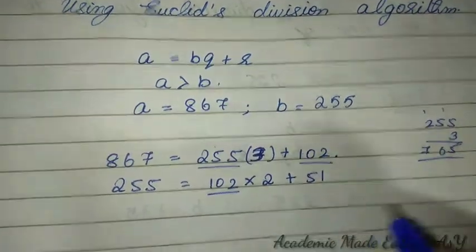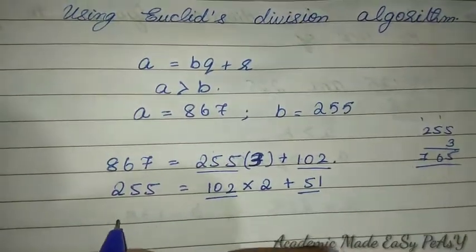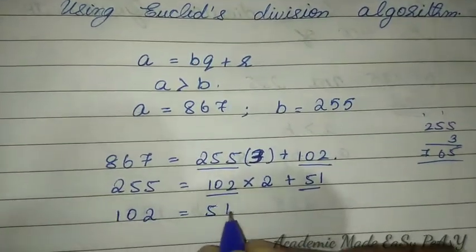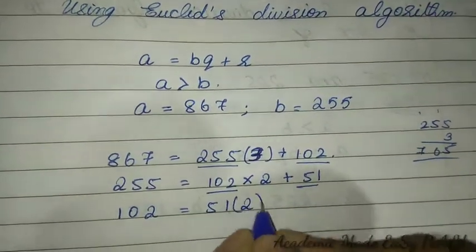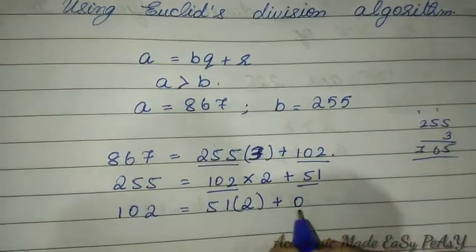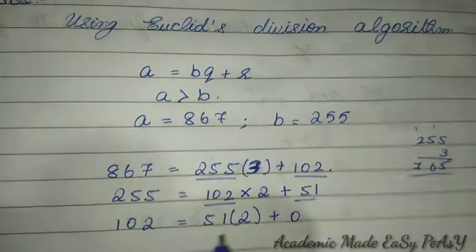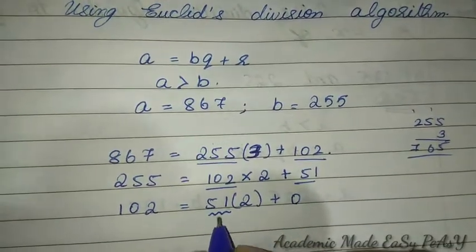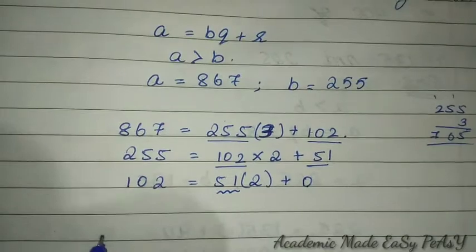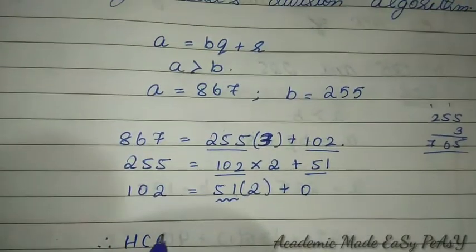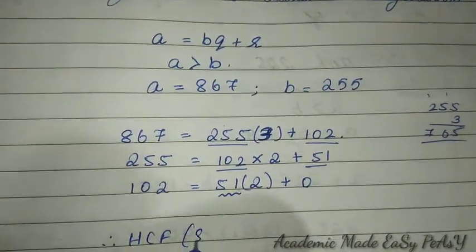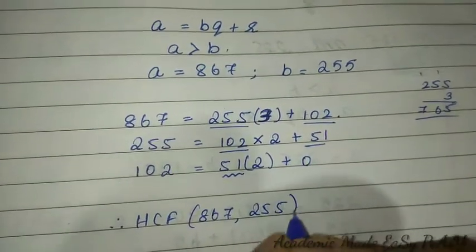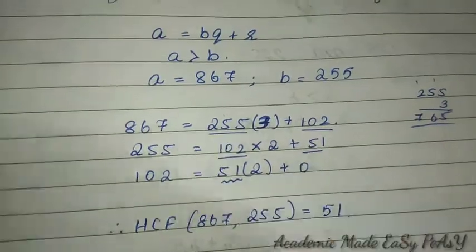So this one will become my A and this one is B. 102 is equal to 51. So 51, if I multiply by 2, I will have 0 remainder, which gives me 102. So therefore this remainder is 0. I will say that 51 is my HCF. Therefore HCF of 867 and 255 is 51.